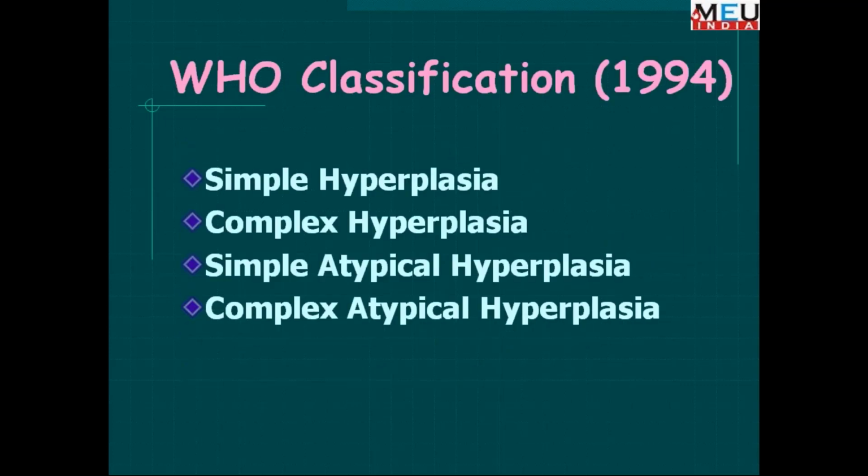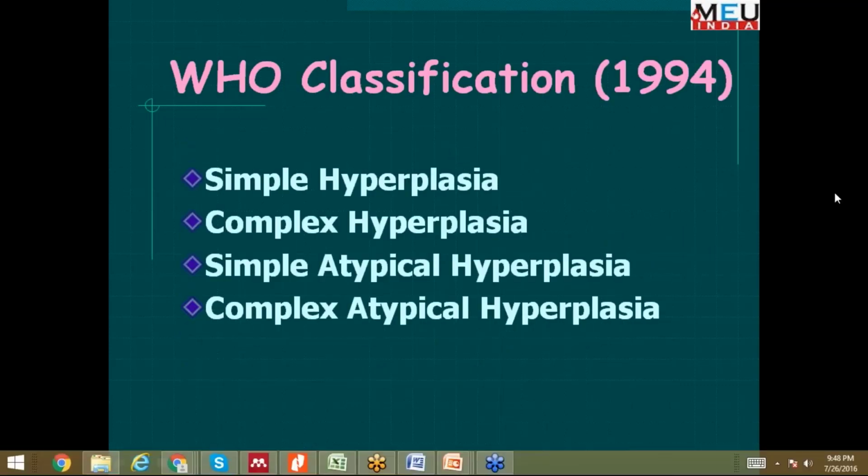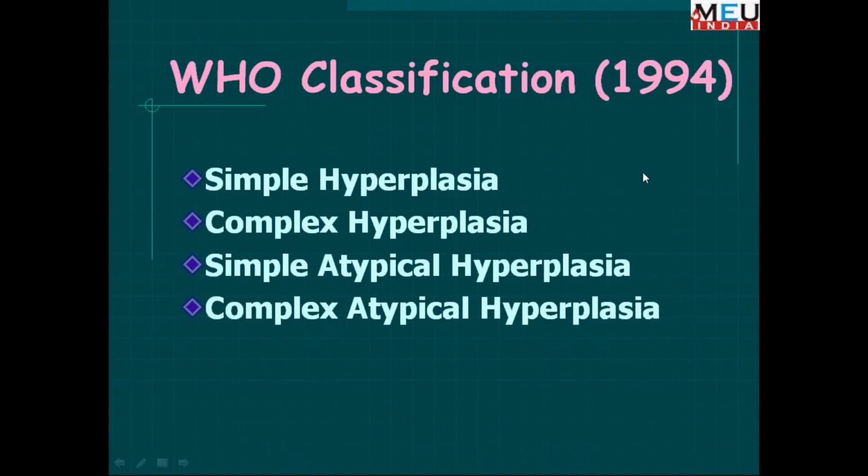And this classification was further modified in 1994 when we divided it into simple hyperplasia, complex hyperplasia, and atypical hyperplasia, which was further divided into simple atypical hyperplasia and complex atypical hyperplasia. Depending upon the amount of mitotic figures and some other changes, the complex atypical hyperplasia had a poorer prognosis.